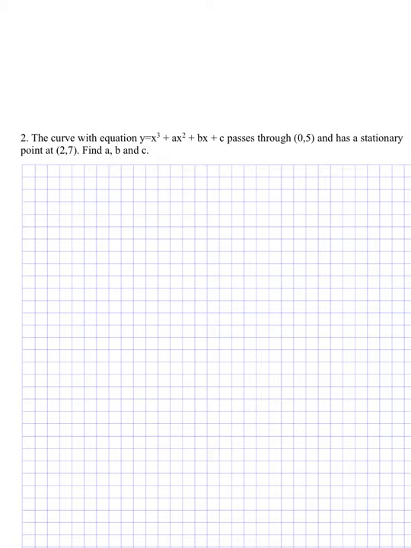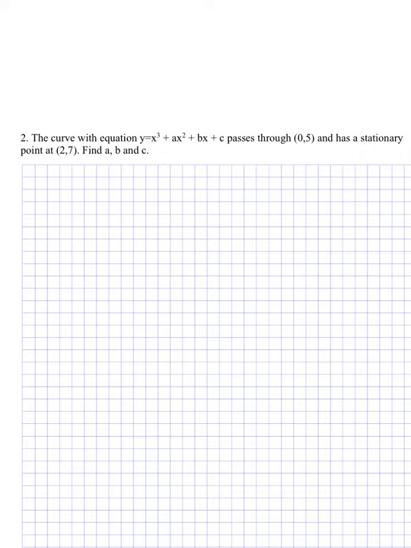The curve of the equation y equals x to the power of 3 plus ax squared plus bx plus c passes through (0, 5) and has a stationary point at (2, 7). Find a, b, and c. Very good, thanks. So can anyone tell me a bit of information that you know from that? It passes through point (0, 5) and has a stationary point at (2, 7). Good job, Costa. It does.